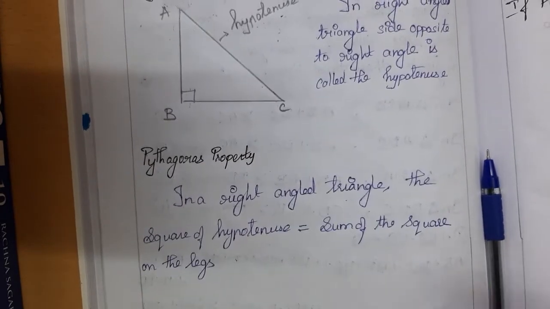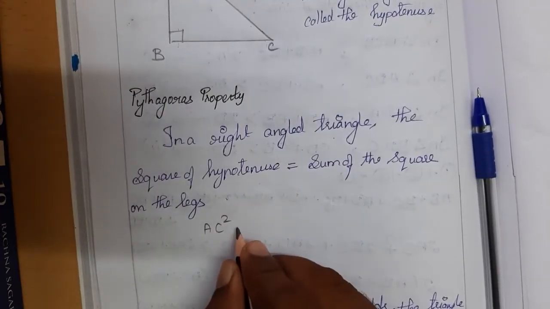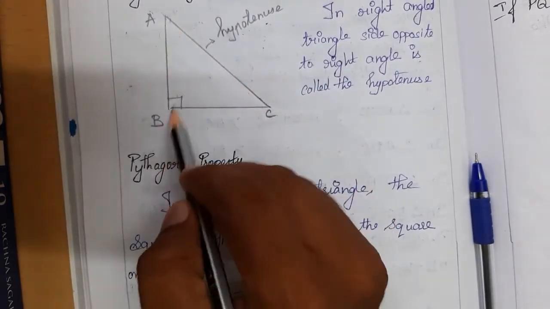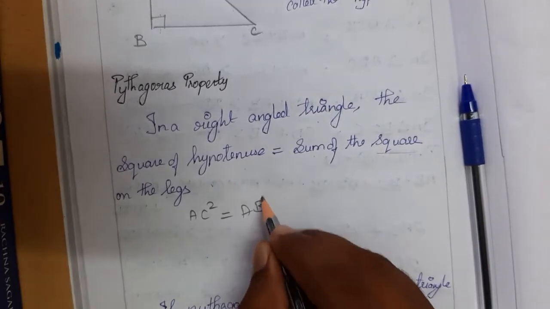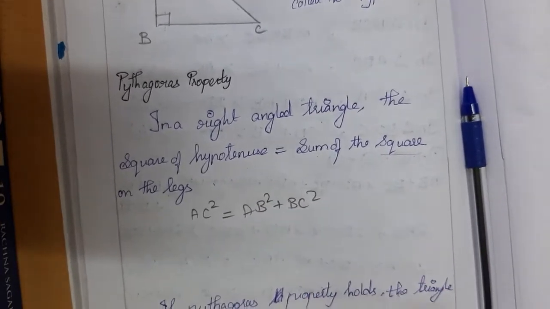If you add the squares of these two sides, we will get the Pythagoras property. For example, its hypotenuse is given as AC. So if we square the hypotenuse AC, we get the sum of the squares of the legs. Here the two legs are AB and BC. So AC square equals AB square plus BC square. This is what the Pythagoras theorem says.